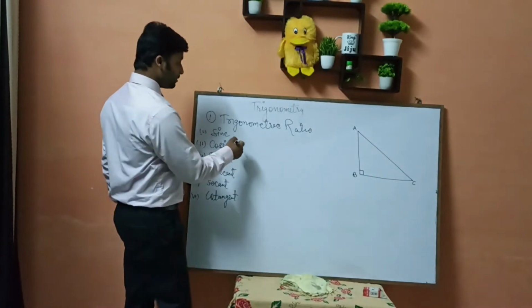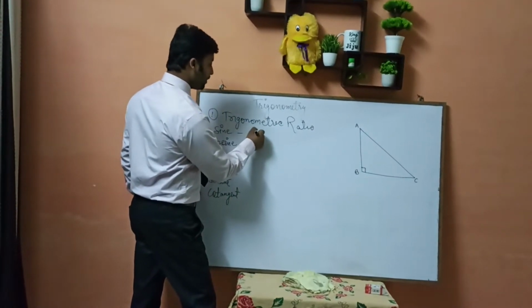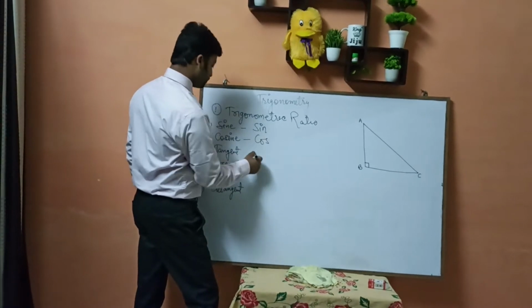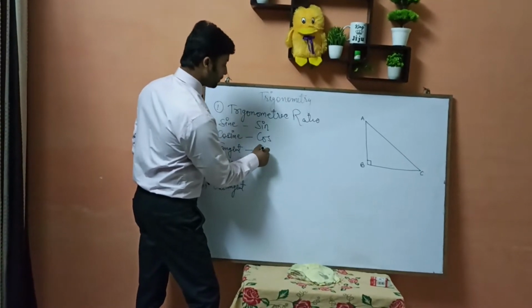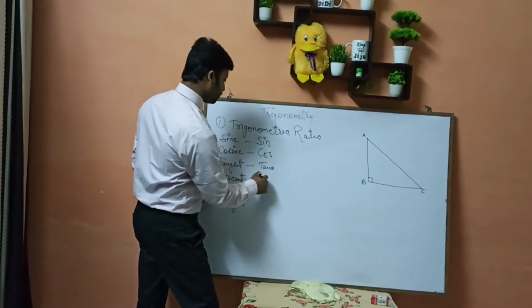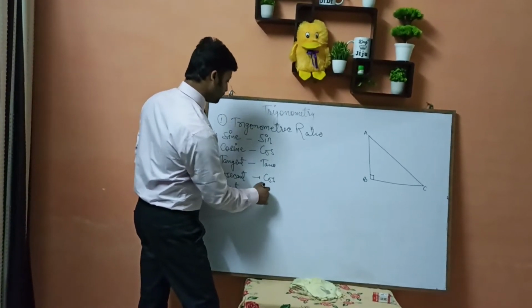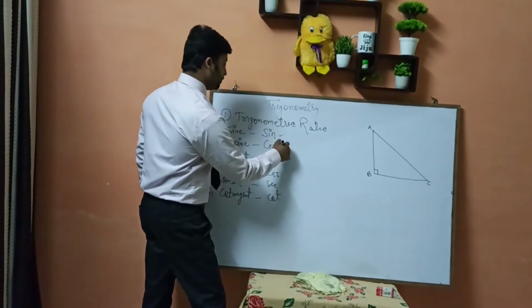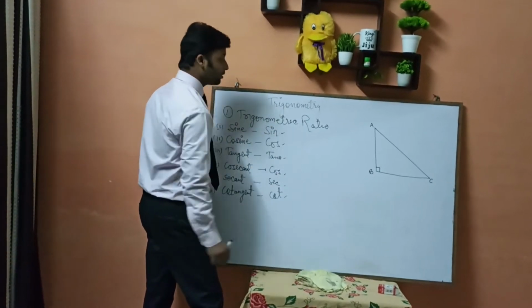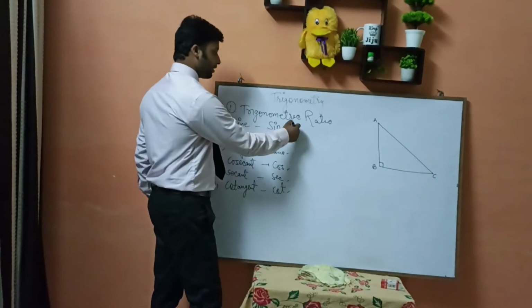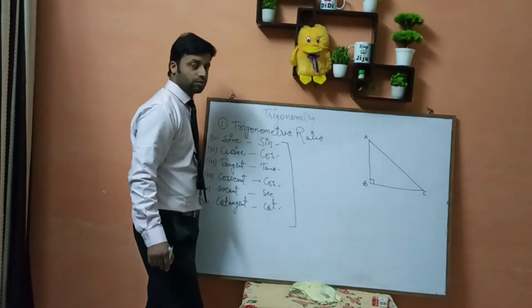Students, the short forms we will have here are sin, next cos, next tan, next cosec, next sec, and next cot. These abbreviations we will use in this topic in the form of the trigonometric ratios.